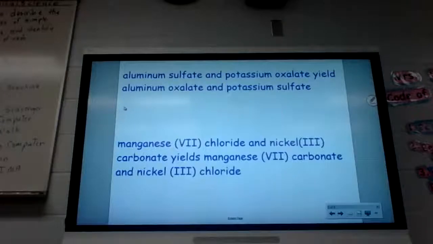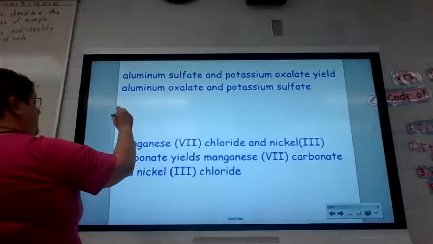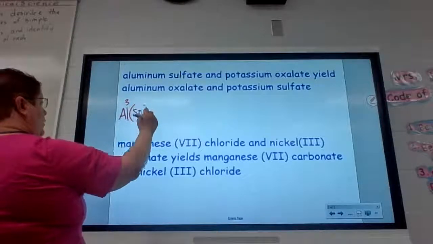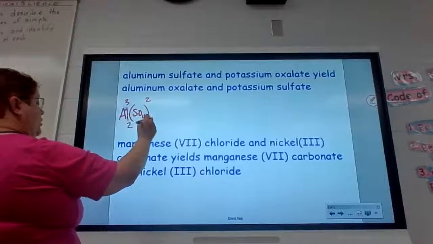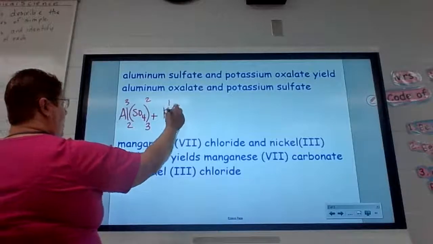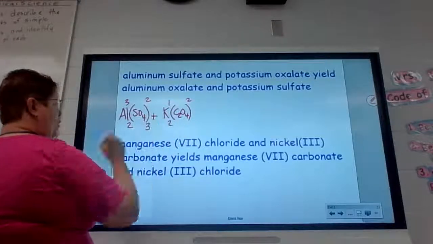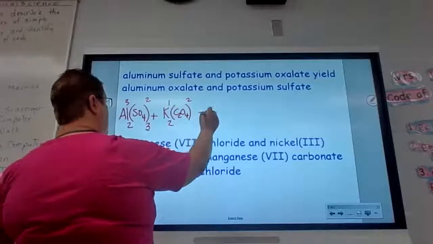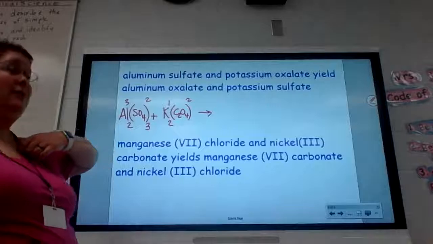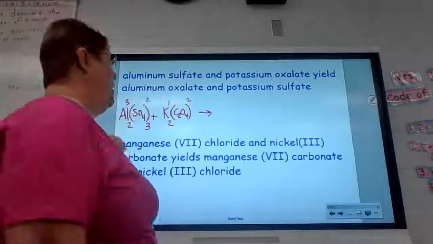All right, number 12 and 13. Aluminum sulfate is Al with a 3, SO4 with a 2. So bring your 2 and your 3 down. Plus potassium has a 1. Oxalate is C2O4. It has a 2. So I'm bringing the 2 down. Now, oftentimes, like I told you earlier, I'll leave the oxidation numbers there because I don't have to look them up twice when I get to this side because the numbers are already right there for me.